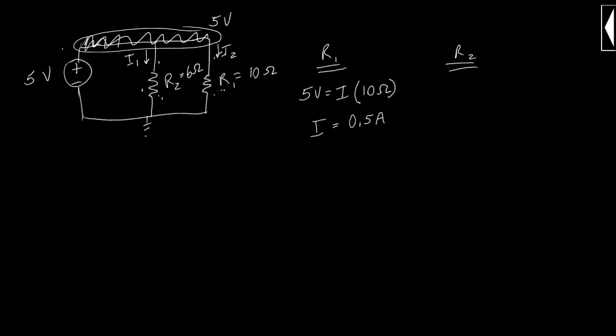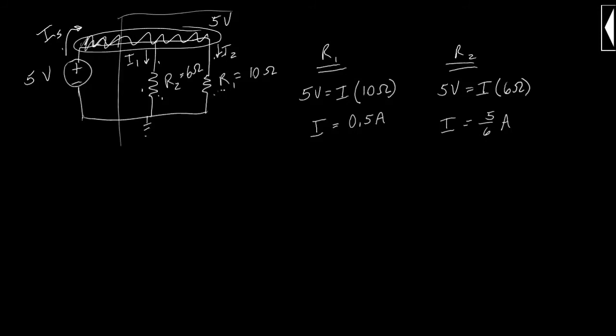Similarly, in R2, we know the voltage is also 5 volts. We want to find I, and we know the resistance is 6 ohms. A little bit messier number, but 5/6 amps. So, the question is, what is this current? I source. What is the current coming out of the source that's going into this block? Well, we know I1 and I2.